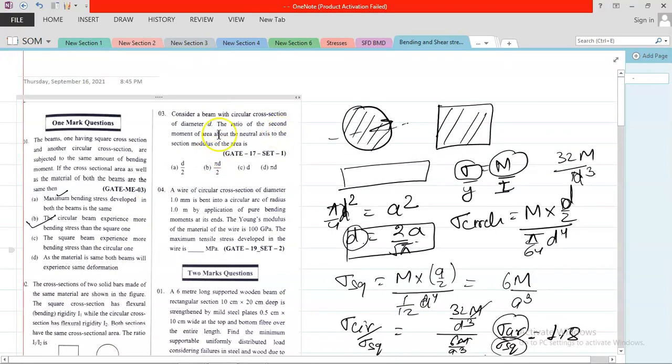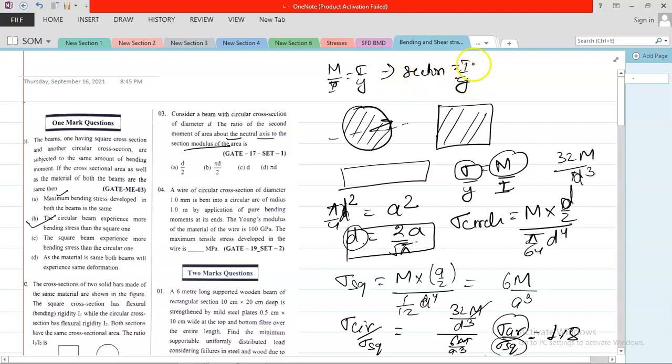The next question is: consider a beam with circular cross section of diameter d. You need to find the ratio of the second moment of inertia about the neutral axis to the section modulus. What is the meaning of that? Let us write M/I = σ/y. So your section modulus is I/y, and this I is the second moment of inertia. So I divided by section modulus is equal to y, and your maximum y value is d/2. So the answer is d/2.